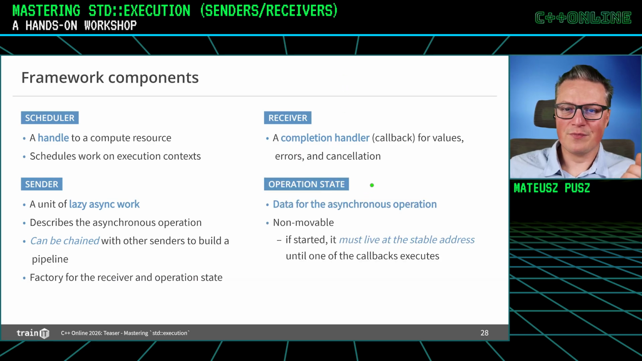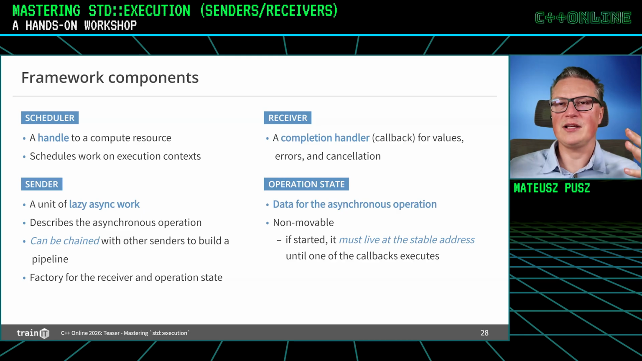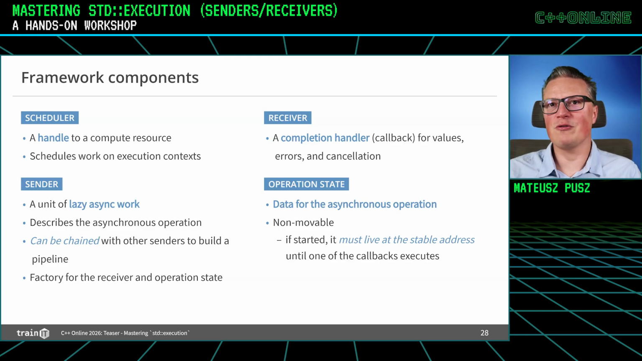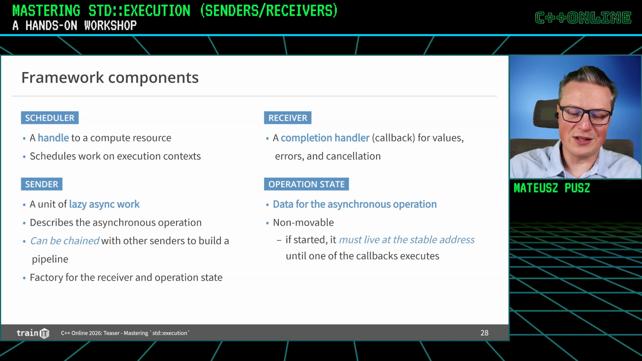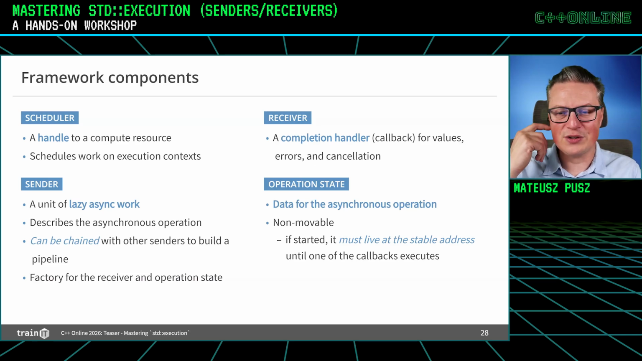And operation state is basically your non-movable persistent storage for the entire lifetime of the asynchronous operation. It's similar to coroutine state, the coroutine frame, if you know what coroutines are, right? The coroutine frame is used to store data, and we are putting data from promise types and awaiters there to make this data persist for the entire operation. So in this world, this is operation state.